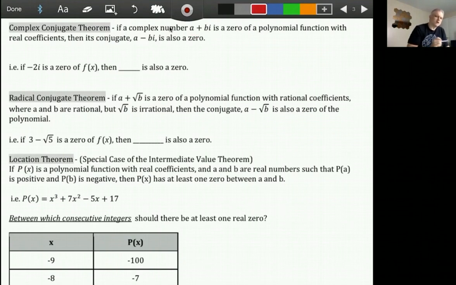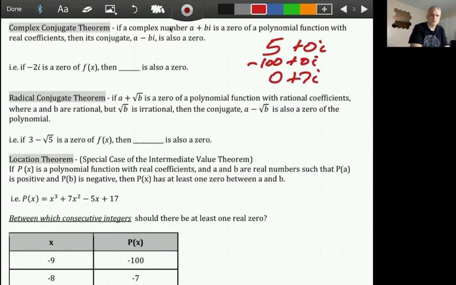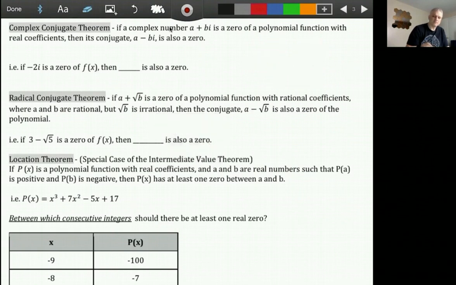Okay, a plus bi, any number that you've ever written. If you write the number 5, you could write it as 5 plus no i's. If you have the number negative 100, it could be negative 100 plus 0i. If you have the number 7i, it could be 0 plus 7i. Any complex number can be written in a plus bi form, any of them.